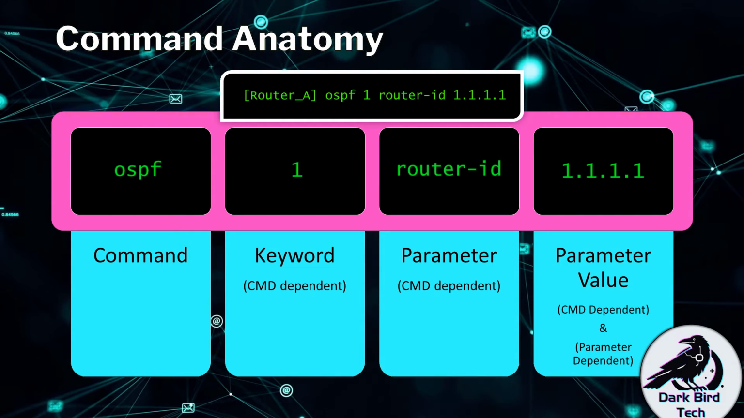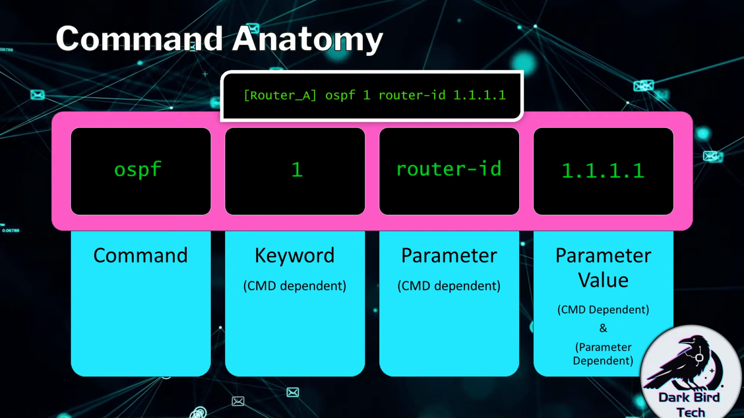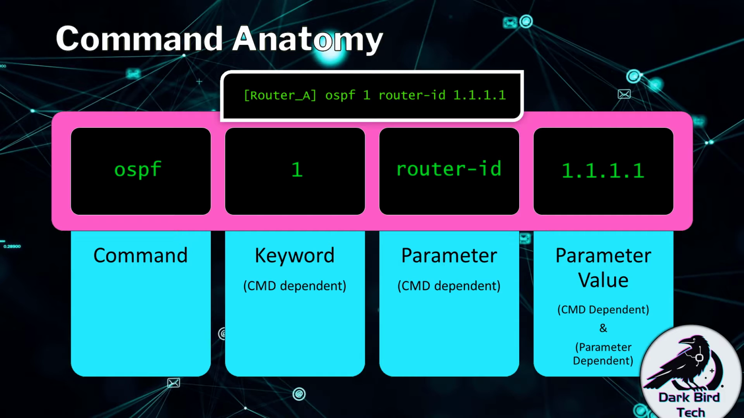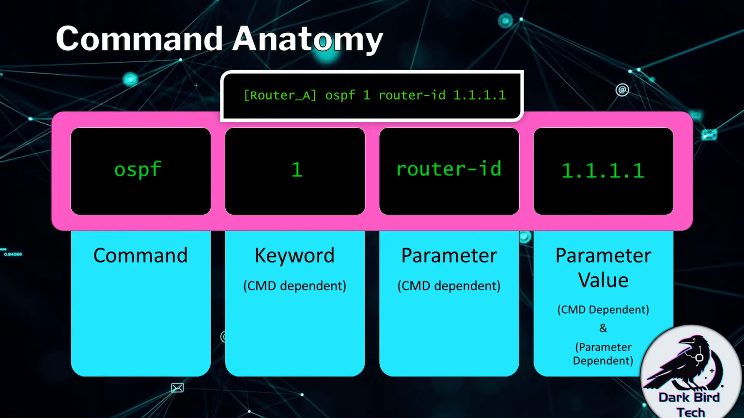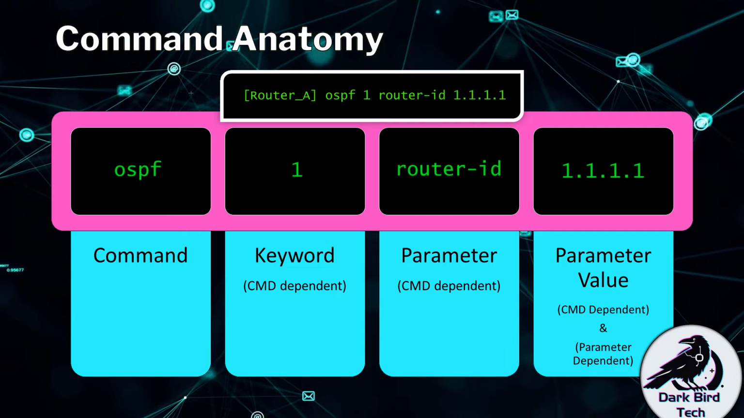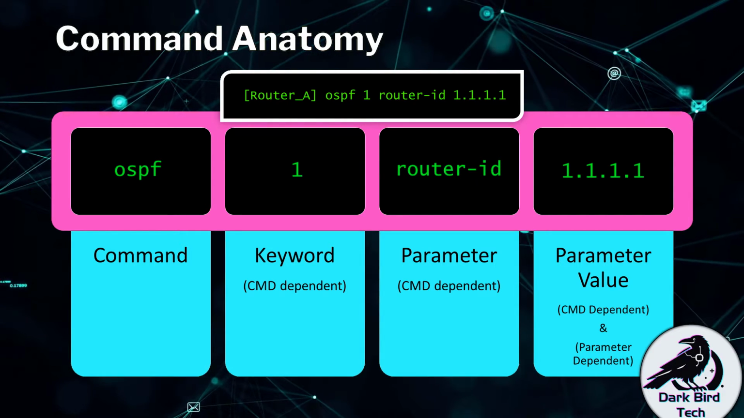And then the parameter might have a value. In this case, the actual router ID I want to use, 1.1.1.1. Now, at a later point, I'll probably do a nice video for us on how to set up OSPF with Huawei. But for now, that's just a nice example of a command that does exhibit the command, the keyword, the parameter, and a parameter value.